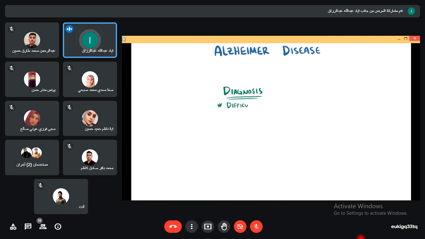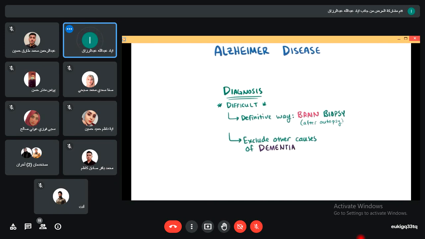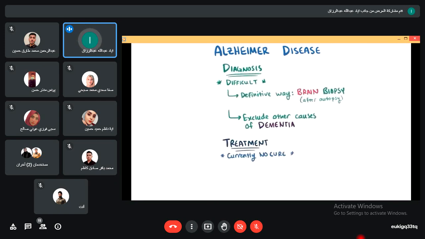Diagnosis of Alzheimer's disease is really tough because the only way to definitively show that a person had Alzheimer's is by performing a brain biopsy after autopsy. Usually, a clinician will therefore make a diagnosis after excluding other causes of dementia. Currently, there isn't any cure for Alzheimer's disease. Some medications exist, but the benefits are small, and there haven't been any medications that clearly and definitively halt the progression of Alzheimer's.